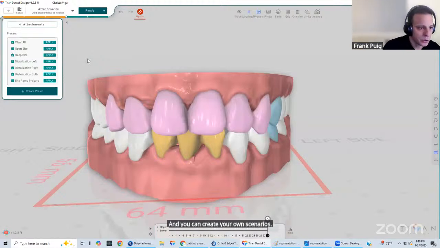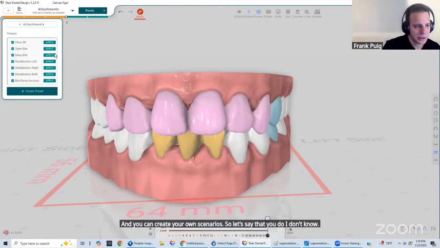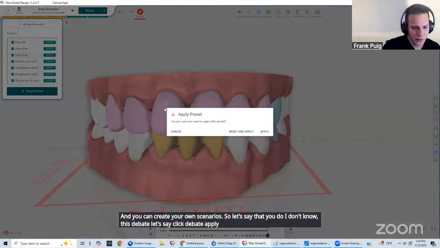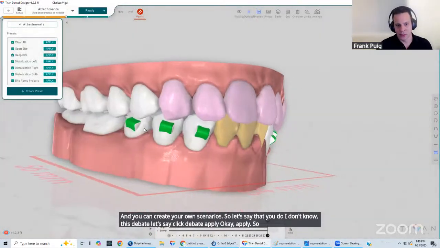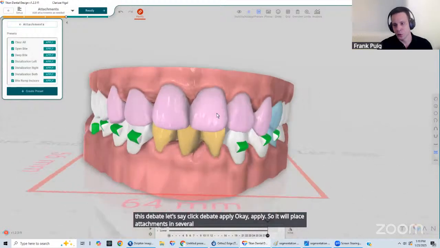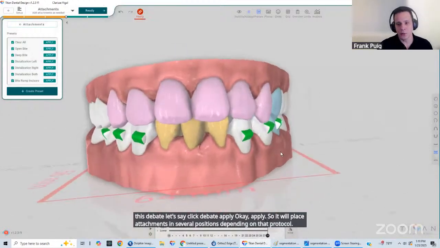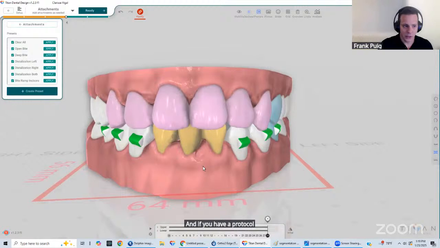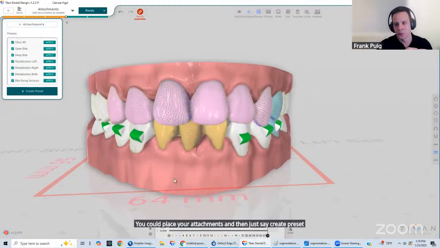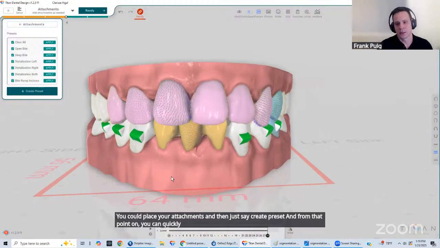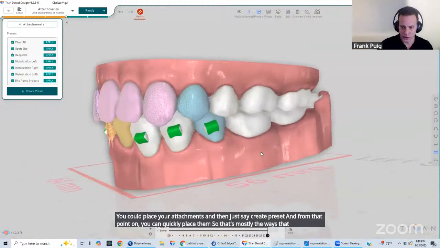So let's say that you do this deep bite. Let's say click deep bite, apply. Okay, apply. So it will place attachments in several positions depending on that protocol. And if you have a protocol that you use very often, you could place your attachments and then just say create preset, and from that point on, you can quickly place them. So that's mostly the ways that you can work with attachments.